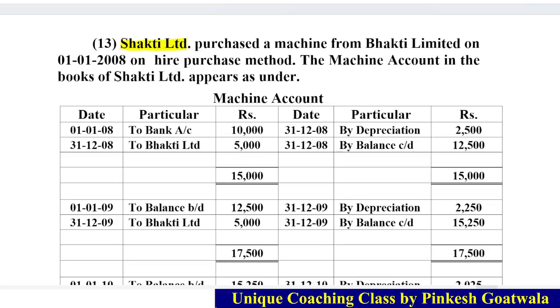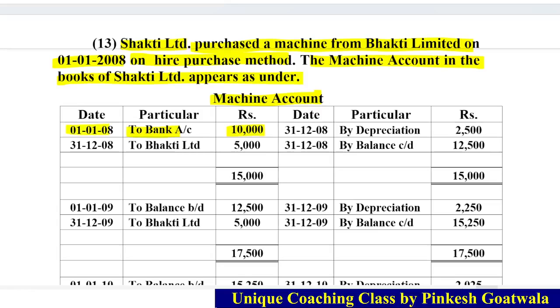Shakti Limited purchased a machine from Bhakti Limited. So Shakti is the buyer, Bhakti is the seller, on 1/1/18 on the hire purchase method. The machine account in the books of Shakti Limited appears as under. So they give the machine account. Let's see the machine account. So here on 1/1/18, the date of purchase, to bank account 10,000. Indirectly, what is this? It's a down payment.